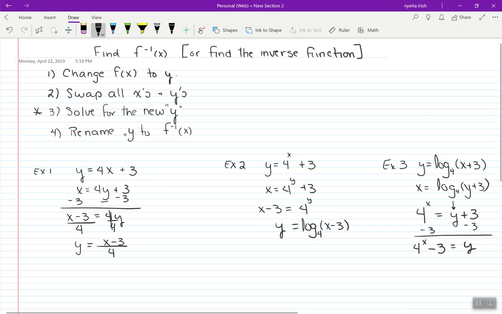Usually a last step then is to rename all the y's back to whatever the inverse was. So if this started out as f of x, then we found f inverse of x. If it had started out as t of x, then we found t inverse. And then if it had started out as h of x, then we would call this h inverse of x.